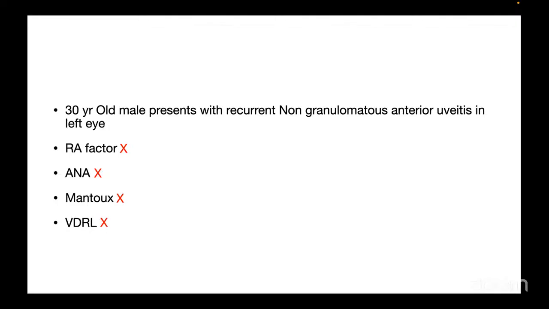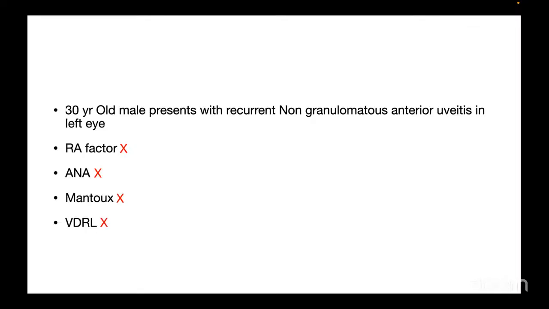because the patient presents with recurrent non-granulomatous uveitis, as I have told you. VDRL and Mantoux test are for granulomatous. ANA and RA factor are for the chronic uveitis tests, like JIA.